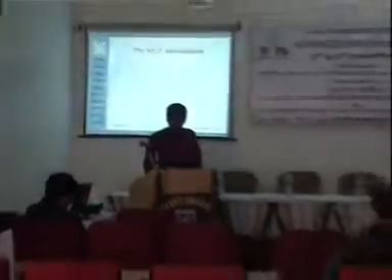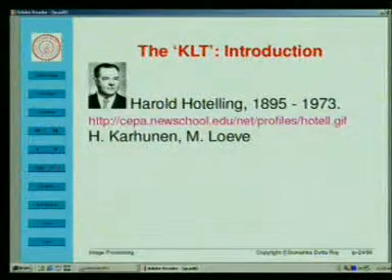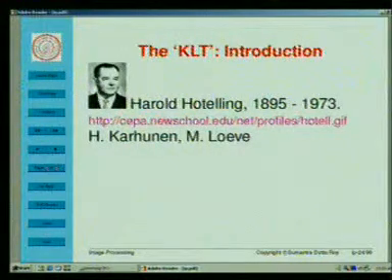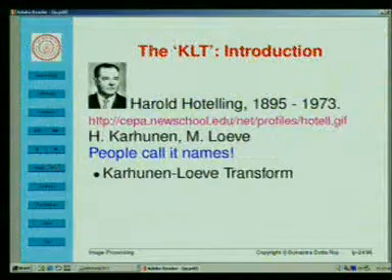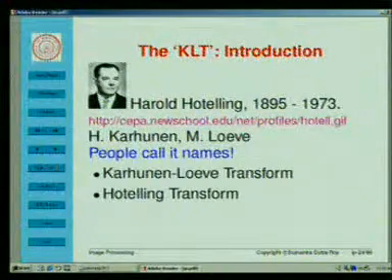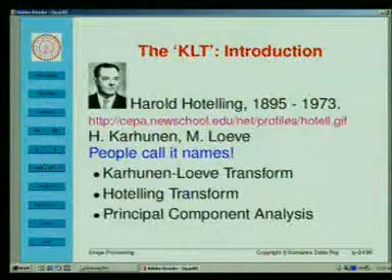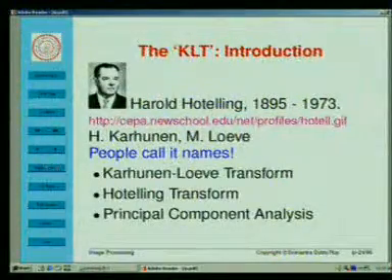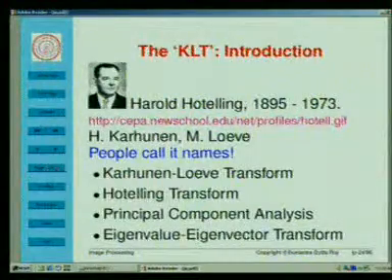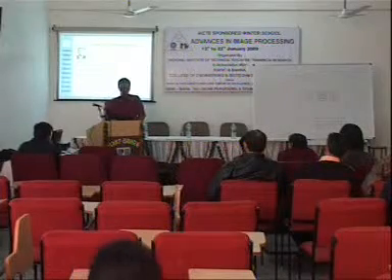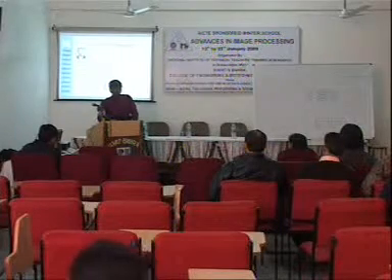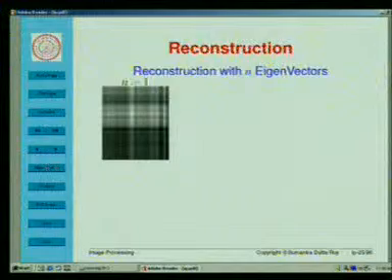Then there is another transform that's called the Karhunen-Loeve transform. This transform has been repeatedly invented and reinvented, and people call it by different names. Some people call it the Karhunen-Loeve transform. The gentleman who came up with the formulation, it's named after him, it's called the Hotelling transform. Many people know it as principal component analysis or PCA, but basically it's an eigenvalue eigenvector transform. And it's interesting: this transform is said to be the optimal transform. Optimal in what way? We'll come to that.